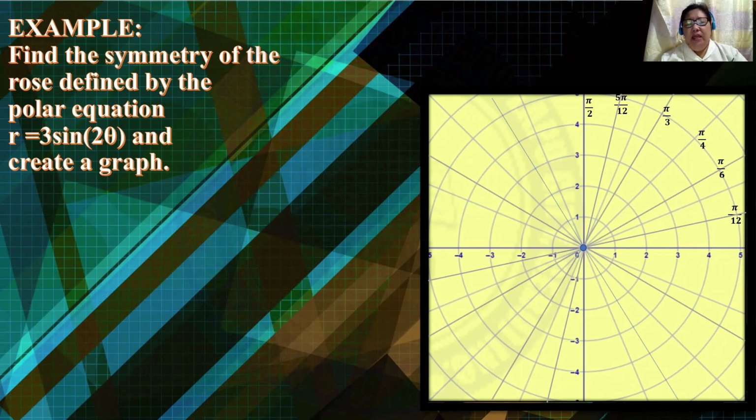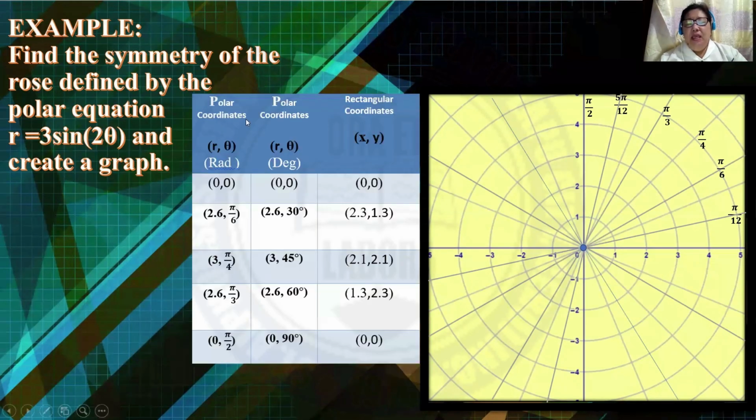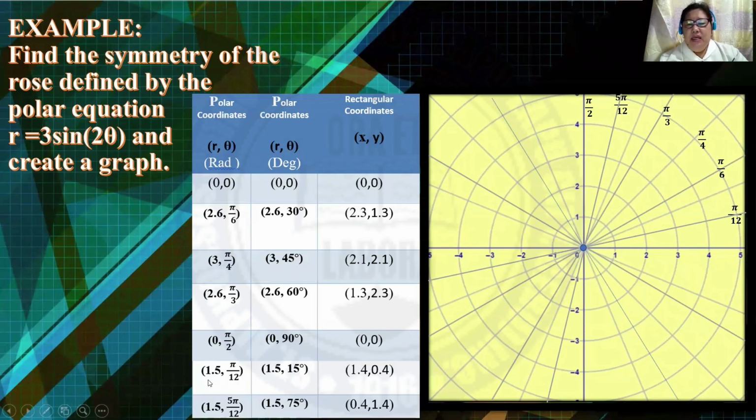And when you're asked to create a graph using the table of values, you can have the radian measure or you can have the degree measure. There are 5 points here. Supposing we're going to add 2 more points in order to have an accurate curve of the petal. So let's add 15 degrees and 75 degrees. 15 degrees is equivalent to pi over 12. 75 degrees is 5 pi over 12. So here, this location and here.